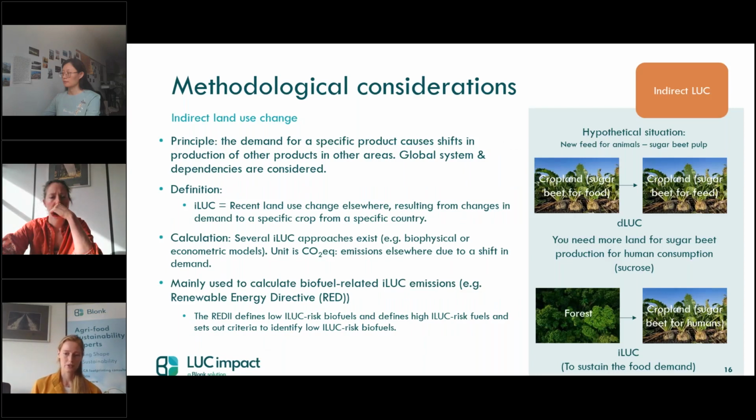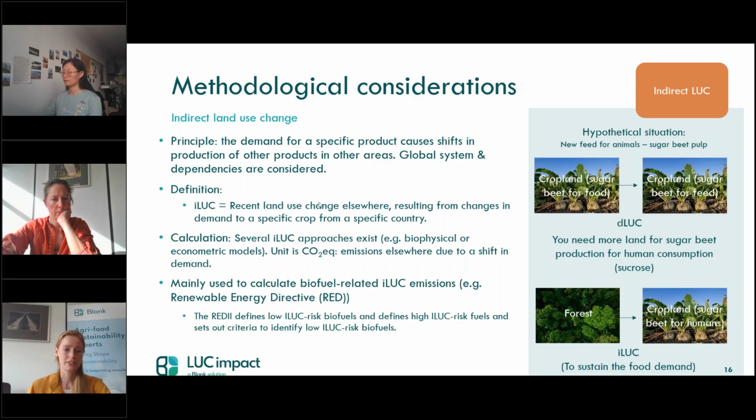Indirect land use change is a metric that is not incorporated in our tool. I already want to give that as a disclaimer, but it's an interesting metric nonetheless because it covers such a different kind of concept. So the principle is that the demand for a specific product causes a shift in production of other products in other areas. And so you're taking into account this global system and the interdependencies in it to calculate where land use change might occur due to the purchasing or the production of an extra kilo of a certain commodity or crop.